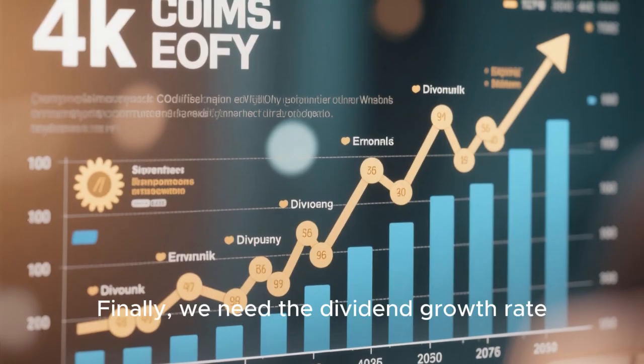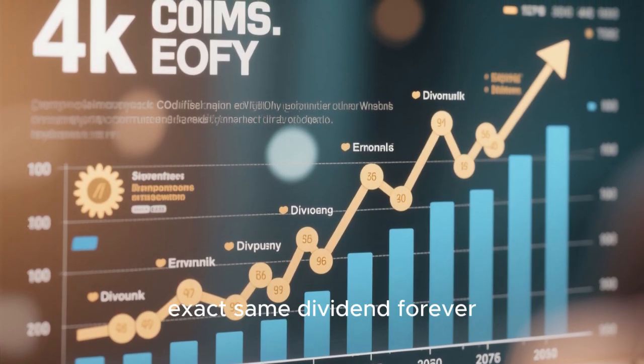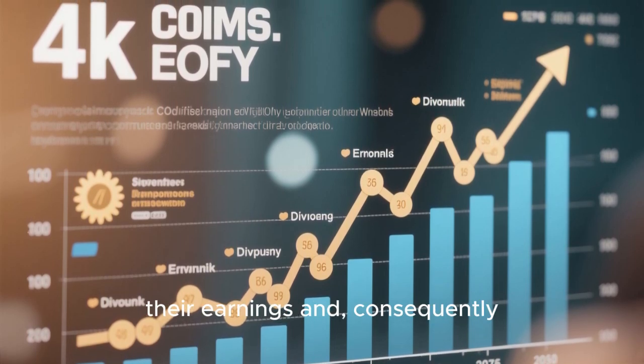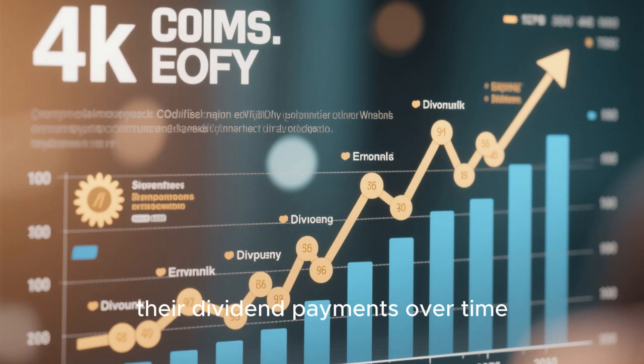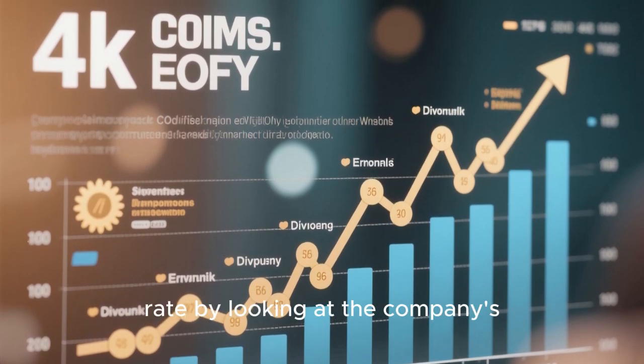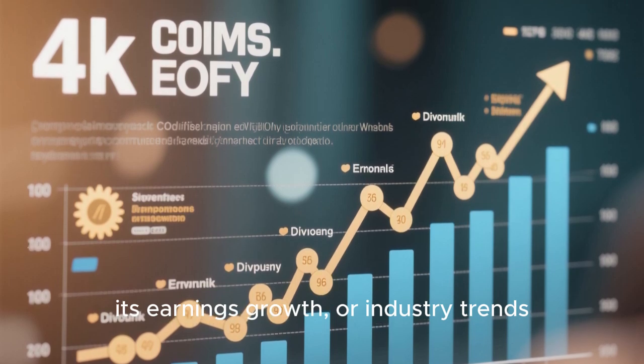Finally, we need the dividend growth rate. It's rare for a company to pay the exact same dividend forever. Healthy companies tend to grow their earnings and, consequently, their dividend payments over time. We can estimate this growth rate by looking at the company's historical dividend growth, its earnings growth, or industry trends.